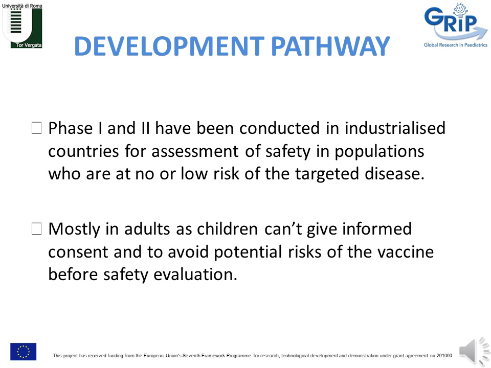Traditionally, phase 1 and 2 have been conducted in industrialized countries for assessment of safety in populations who are at low or no risk of the targeted disease, and mostly in adults, as children cannot give proper informed consent, and also to avoid potential risk of the vaccine before safety evaluation.